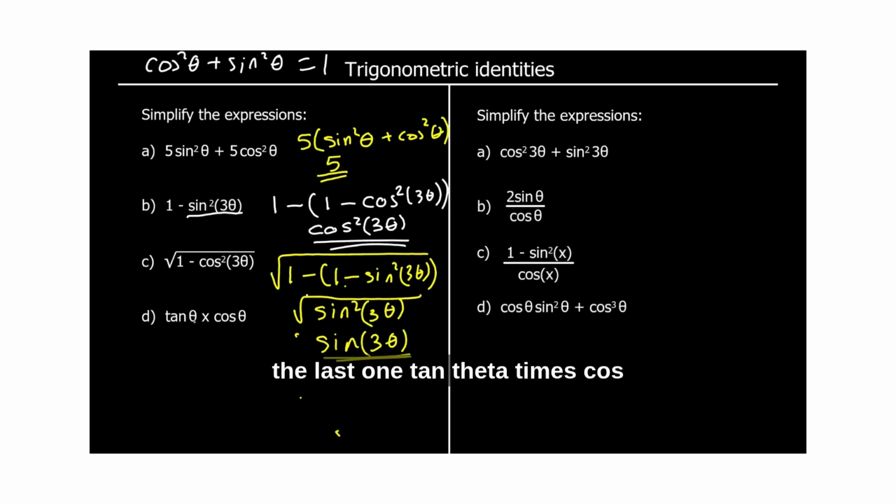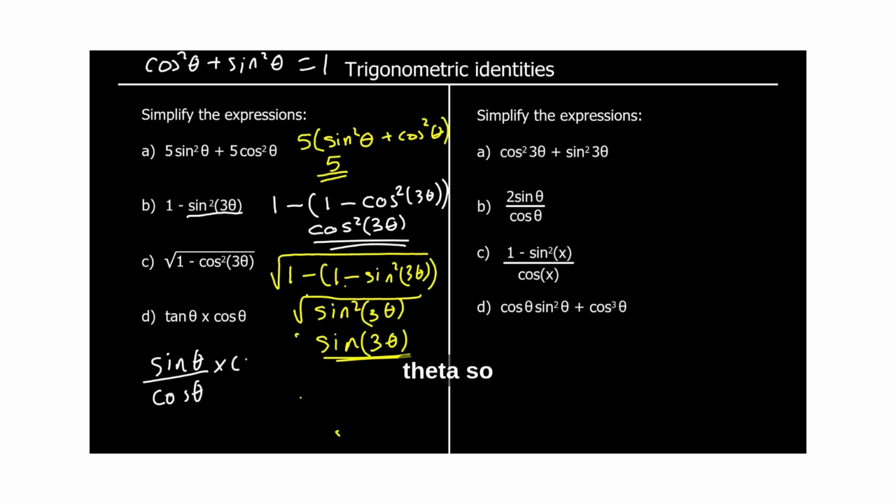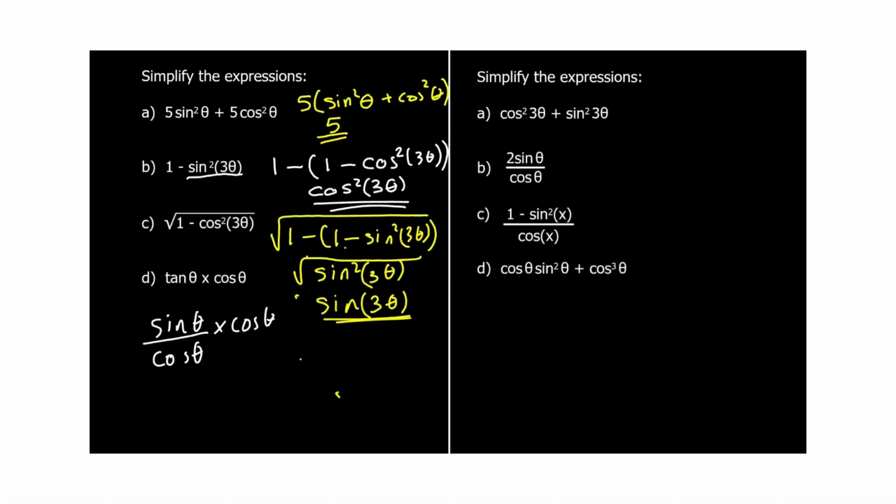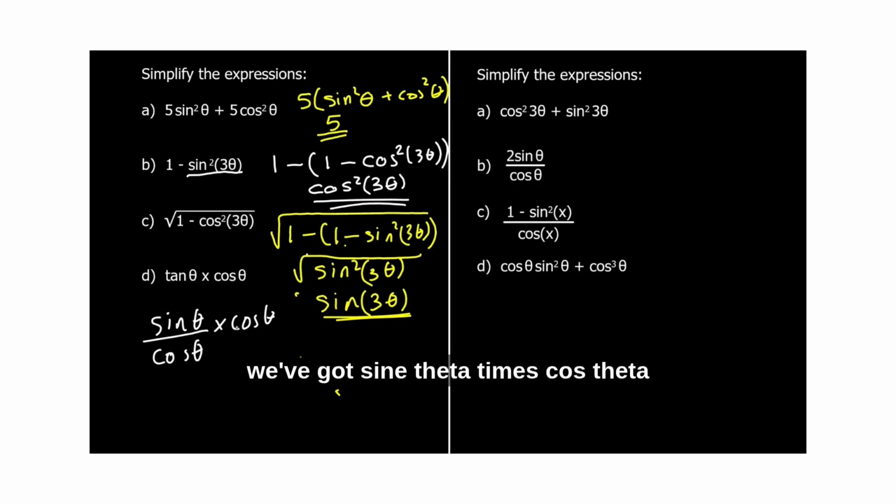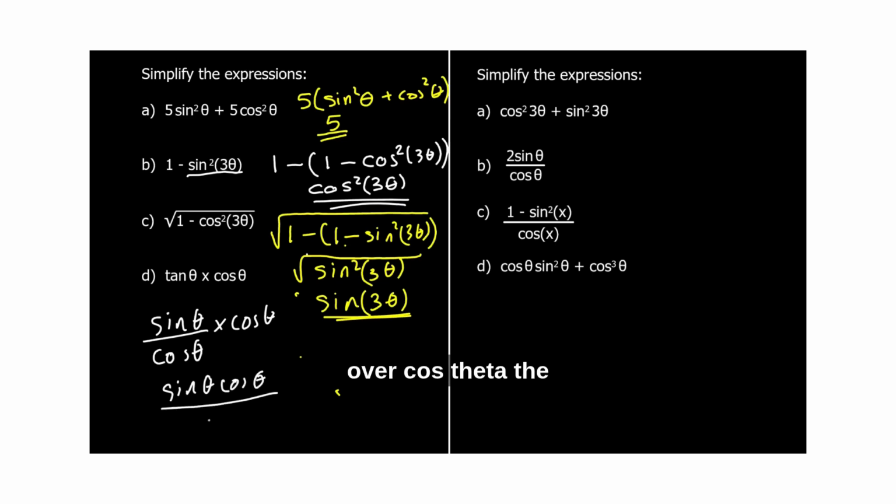And the last one, tan theta times cos theta. So the other identity, we can change tan theta into sine theta divided by cos theta. So we've got sine theta over cos theta, times cos theta. So it's the same as sine theta cos theta over cos theta. The cos thetas cancel. We've just got sine theta left.